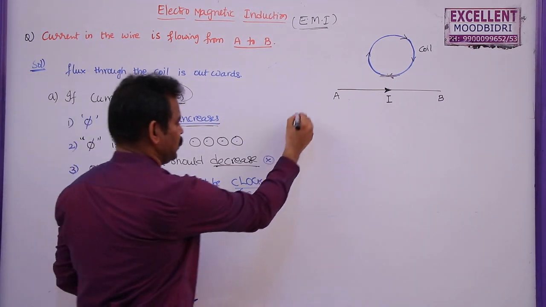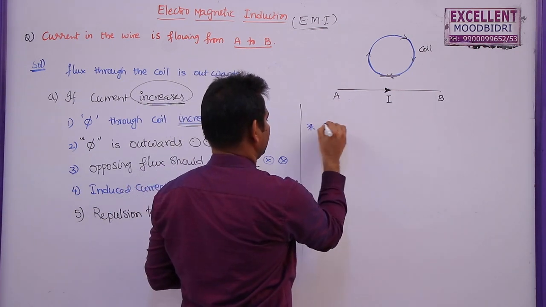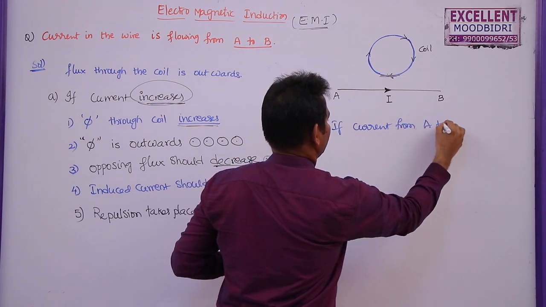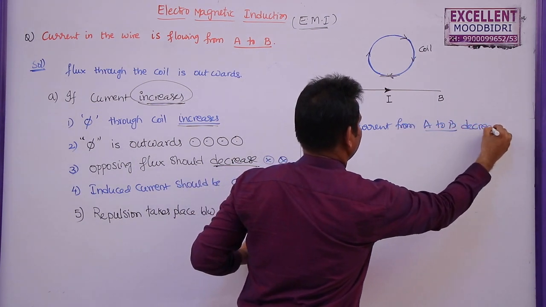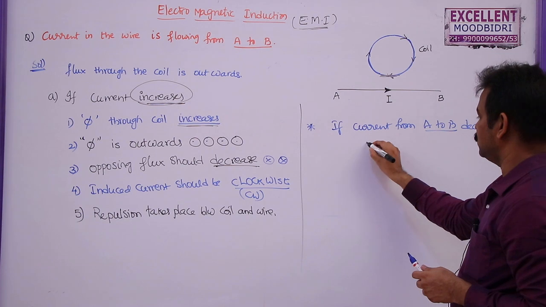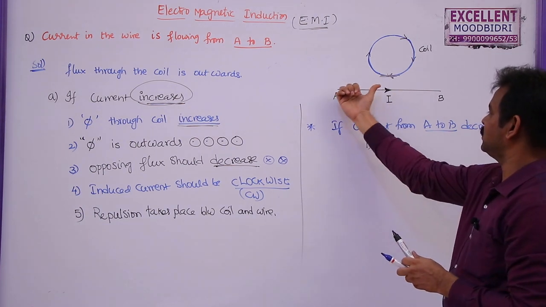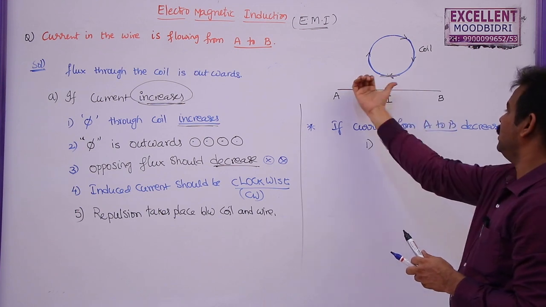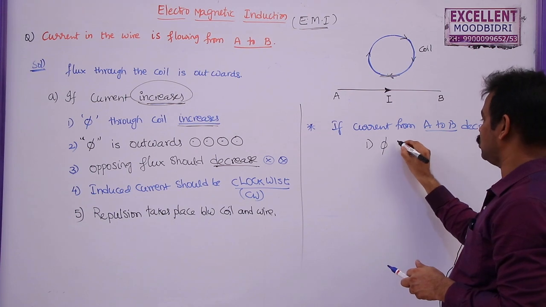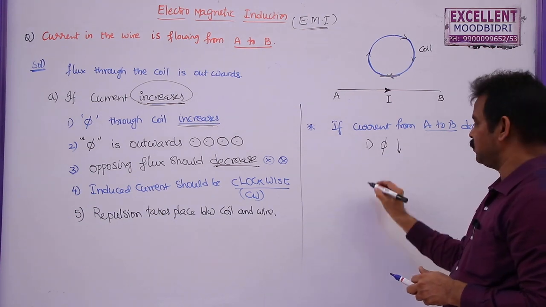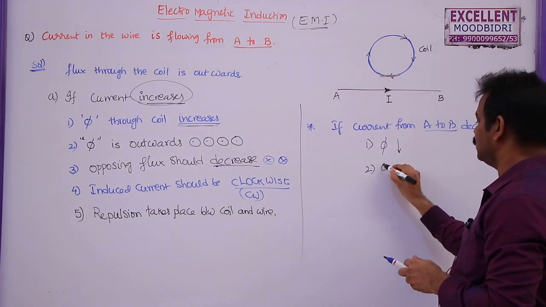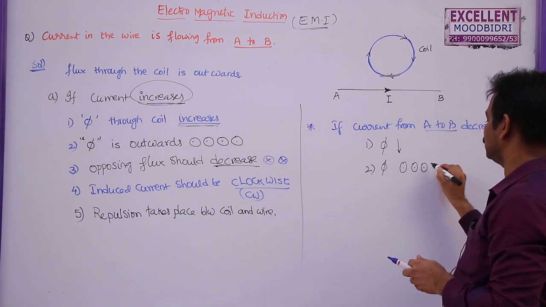What happens if the current decreases here? In the next part, if current from A to B decreases, what happens in this case? I am going to discuss all these 5 points now. The first point is, when the current is decreasing but flowing in the same direction from A to B only, slowly decreasing, flux through the coil decreases. This is the original flux. Second, as current is flowing like this, the flux is outwards only. So this is also outward flux here.